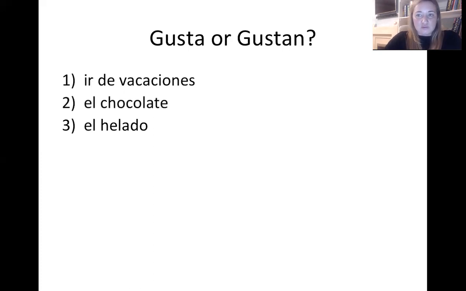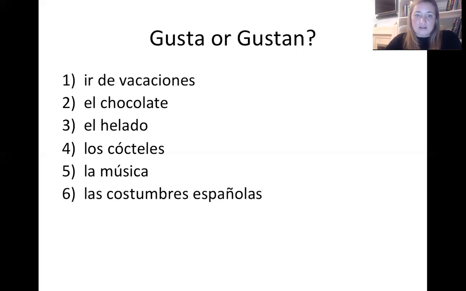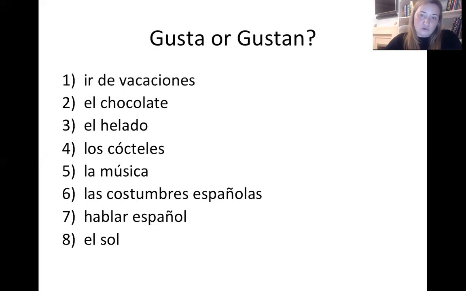Number 3, el helado. Singular there, el helado. Would we use gusta or gustan? Los cócteles, gusta or gustan? La música, gusta or gustan? Las costumbres españolas. If we're not sure what they are, it's actually Spanish traditions, Spanish customs. Plural. Hablar español. We've got another verbal construction there, to talk Spanish. I like to talk Spanish. I like talking Spanish. El sol. Singular noun there. The sunshine. So is it gusta or gustan? If you've not done these or you want to take another couple of minutes just to look over them and go through them again, please pause now because I'm going to do answers.